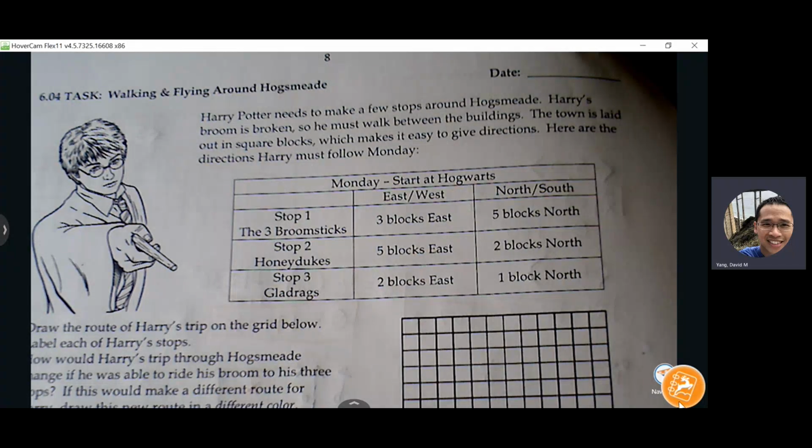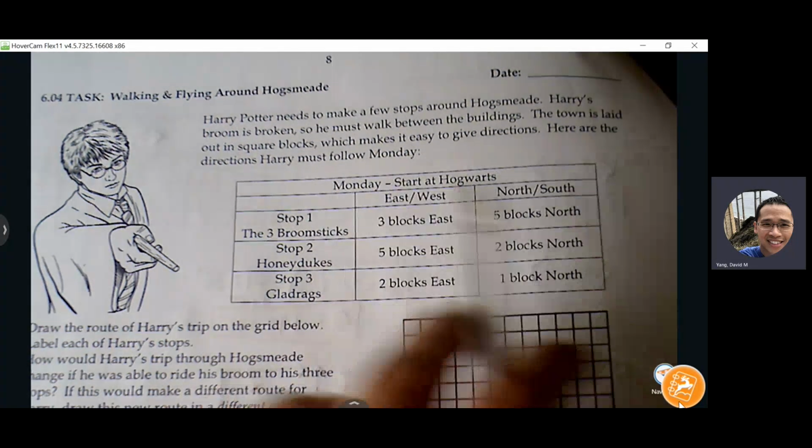Okay, if you guys can turn to page 8 in your packet. Today we're just going to be working with the same concept as yesterday. We know that a vector is a quantity with direction and magnitude. So we're just going to be working our way around our graph, treating it as if a person is walking to a destination from one point to another.